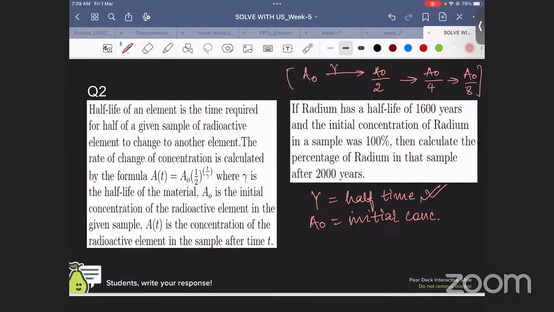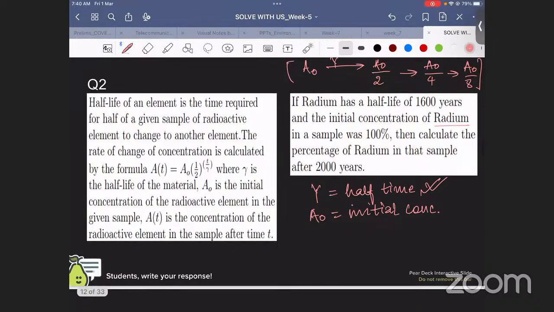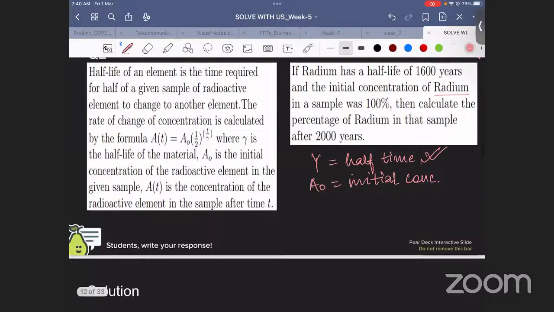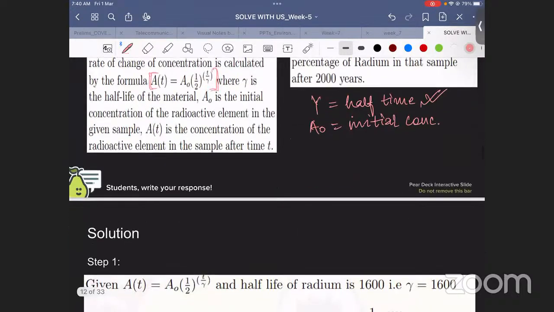So this radioactive element is basically radium. Radium is a radioactive element, and it's some form of isotope. A naught is the initial concentration. So this radioactive element starts from A naught as the initial concentration, and it is reducing in this form. This is the equation in which it is reducing. That's the exponential reduction. So after t time, it is getting reduced to A naught into 1 by 2 to the power t by gamma.